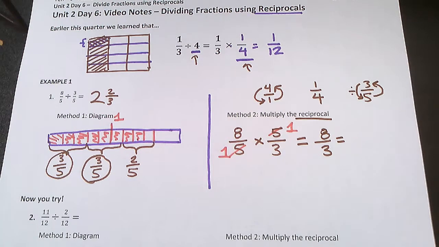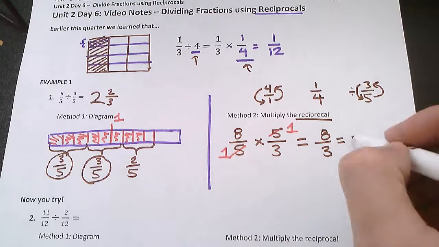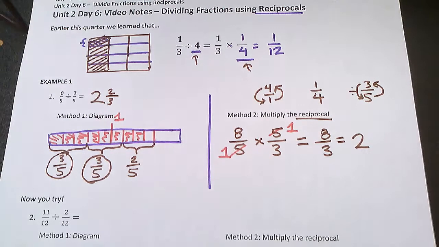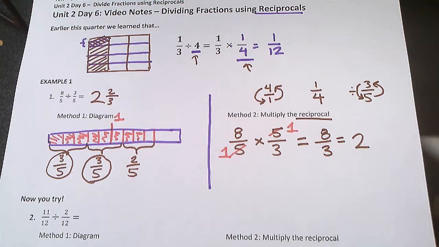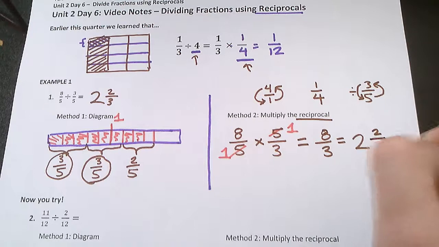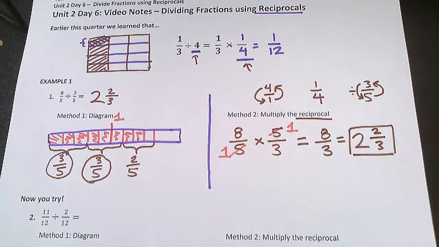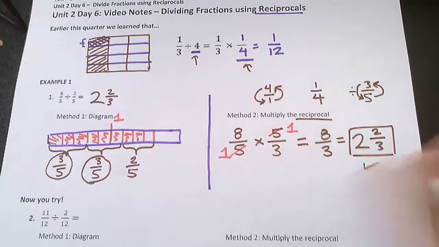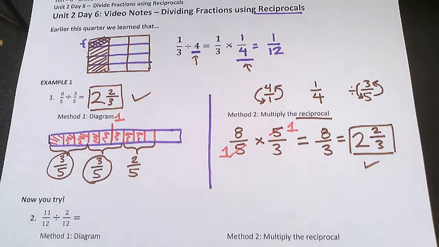Well, 3 times 1 is 3, 2 times 3 is 6, 3 times 3 is 9, that's too many, so it's going to be 2. And I would have 2 remainder, right? Because 2 times 3 is 6, and then 2 remainder. So 2 is what remains, and then so it's 2 2/3. And if you look at that, here is the same thing that I got over here.